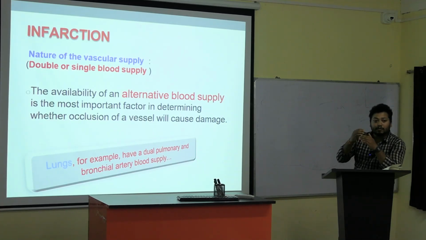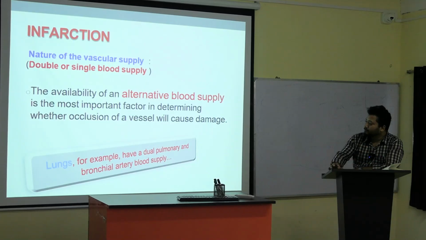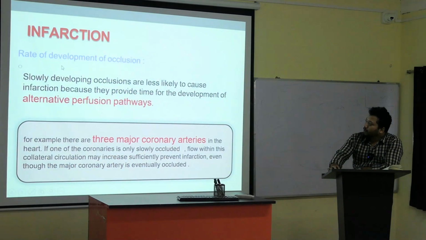Normally infarction occurs in 12 to 15 hours, but in this case it will happen in 3 to 4 days. So the time period for infarction will get delayed due to the other blood supply. Next, rate of development of occlusion. Slowly developing occlusions are less likely to cause infarction because they provide time for development of alternative perfusion pathways.